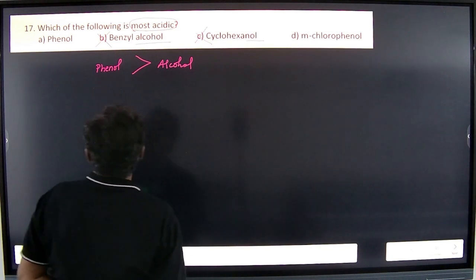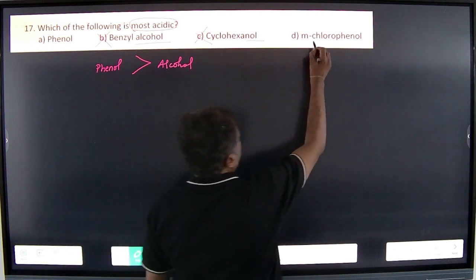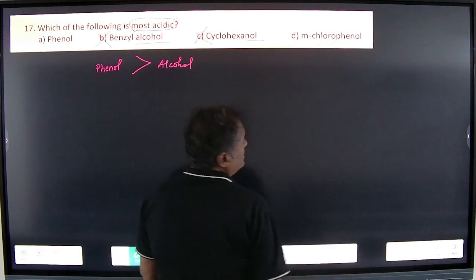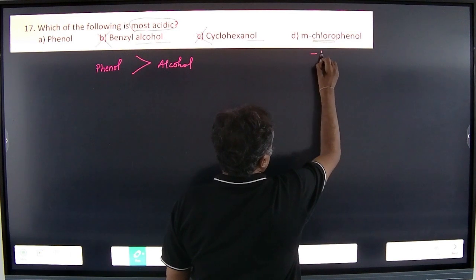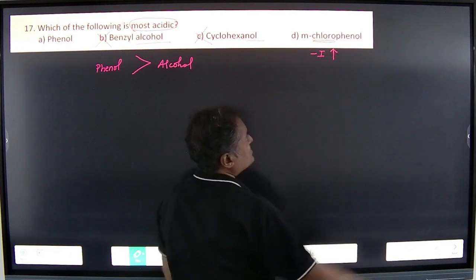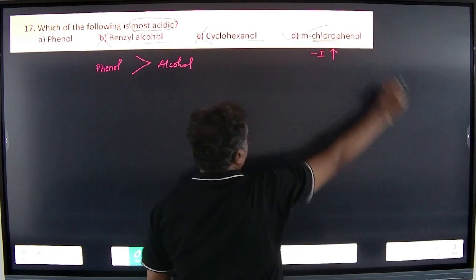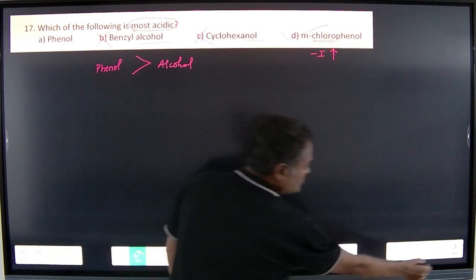What is the difference you can see in both of them, child? Over here you have one extra group called chloro. Chloro group shows minus I, and minus I increases the acidic strength, and that is why the correct answer should be D, because D would be most acidic in nature. Is it clear? Let us proceed with the next question, child.